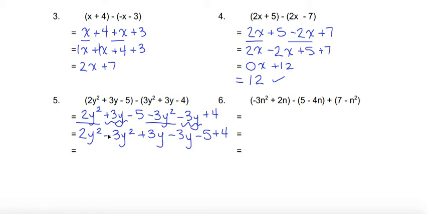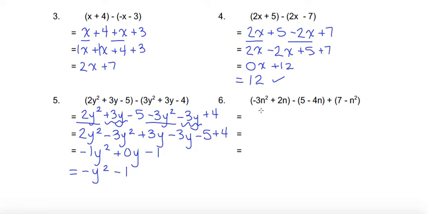Last step, combine those like terms or simplify. 2 take away 3 is negative 1y squared. 3 take away 3 is 0y. And negative 5 plus 4 gives me negative 1. So first starting out, you may write this answer as this. As you advance, you'll know that I can rewrite the negative 1y squared as negative y squared. I can eliminate this term altogether, so I just have negative y squared take away 1.